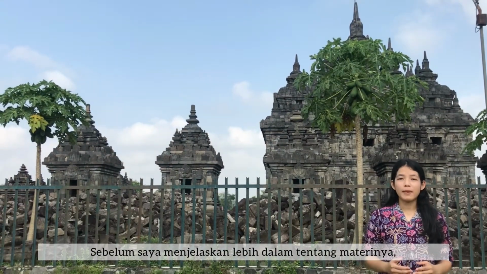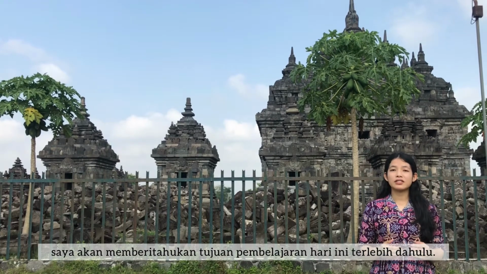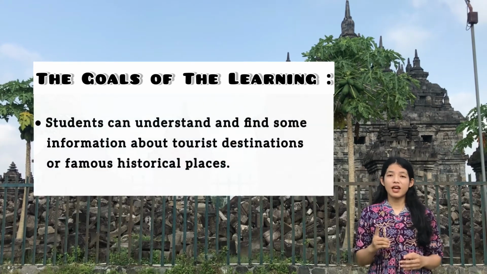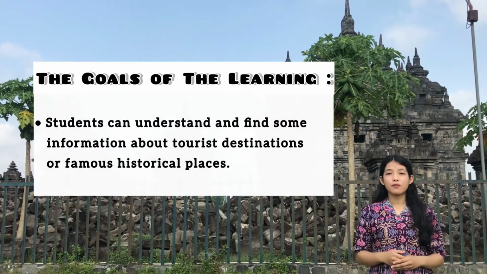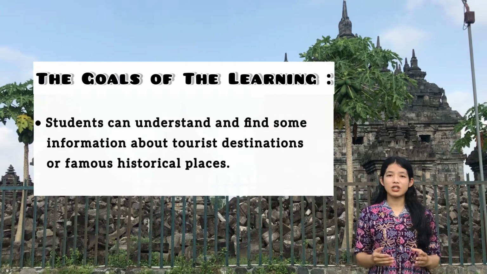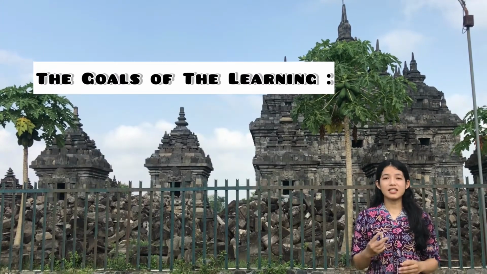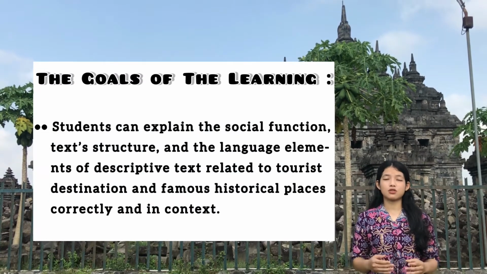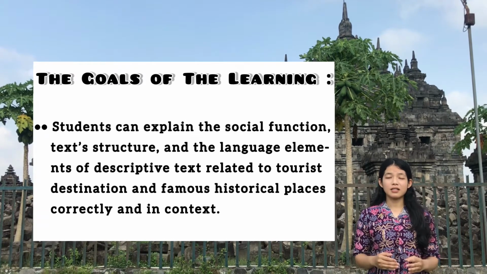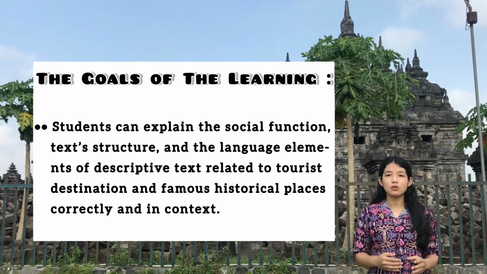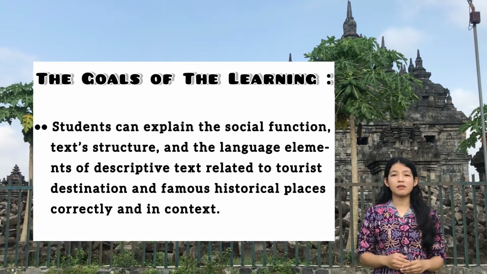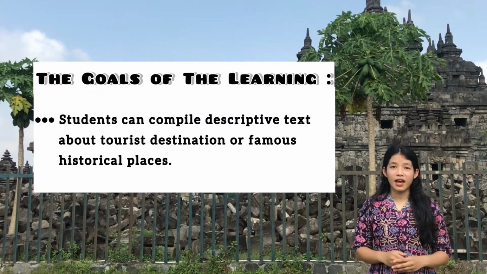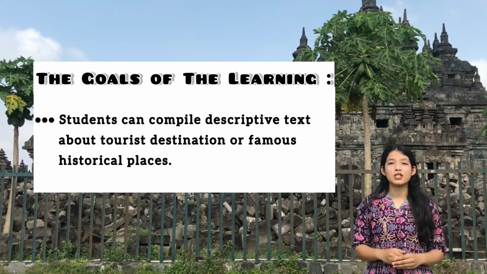Before I explain more about the material, I want to tell you the objectives of today's learning first. Through this video, first, students can understand and find some information about tourist destinations or famous historical places. Second, students can explain the definition, social function, text structures, and language elements of descriptive text related to tourist destinations or historical places correctly and in context. Third, students can compile descriptive text about tourist destinations or famous historical places.